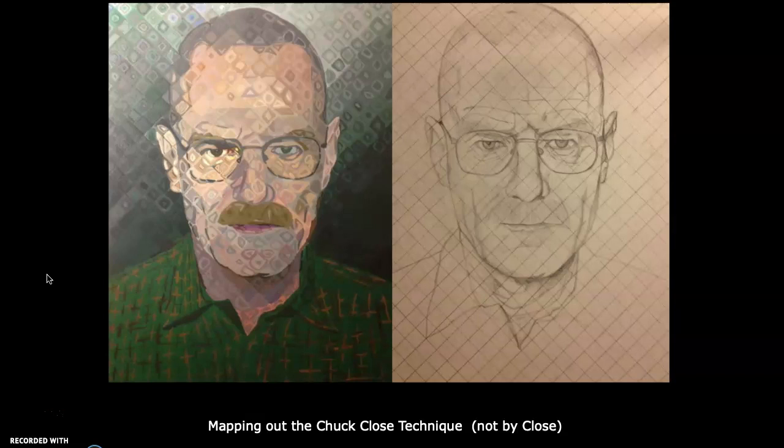And just for fun, just to show you the gridding process. Your grid doesn't necessarily have to be perpendicular and horizontal to your canvas. It can be at an angle like this, but the idea is still the same. You create a grid, and here you can see the mapping out in this drawing. This is not a Chuck Close, if you don't see that in the slide, but how you could basically replicate a Chuck Close painting using his method.